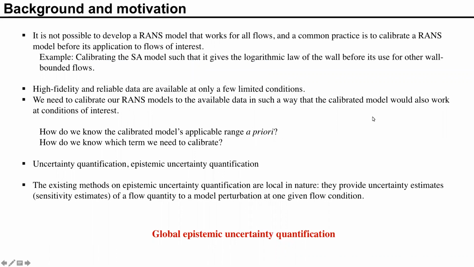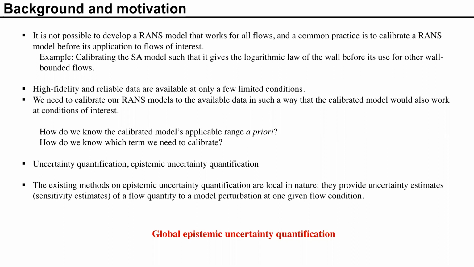Let me just say a few words about the background and motivation. To begin with, it is not possible to develop a RANS model that works for all flows, and a common practice is to calibrate a RANS model before its application to flows of interest. For example, we calibrate the SA model such that it gives the logarithmic law of the wall before it is used for other wall-bounded flows. In terms of calibration, high-fidelity and reliable data are available at only a few limited conditions. And we need to calibrate our RANS model to the available data in such a way that the calibrated model would also work at conditions of interest.